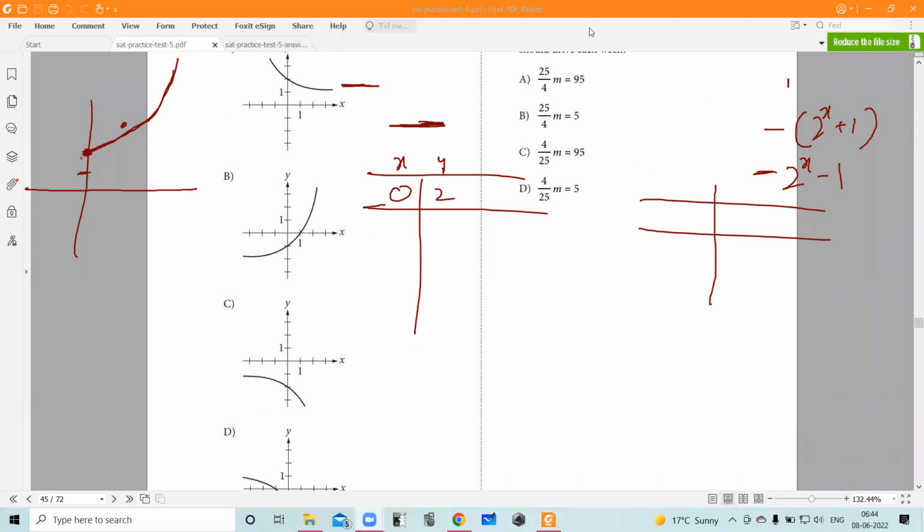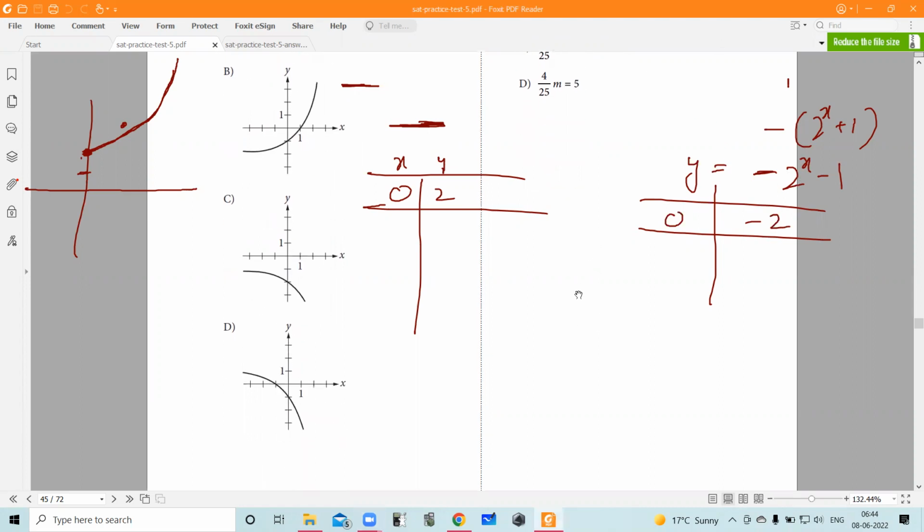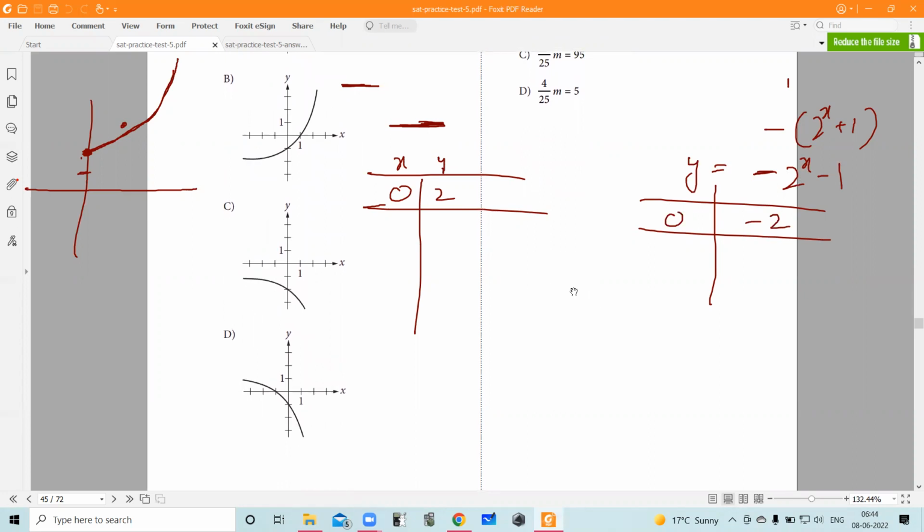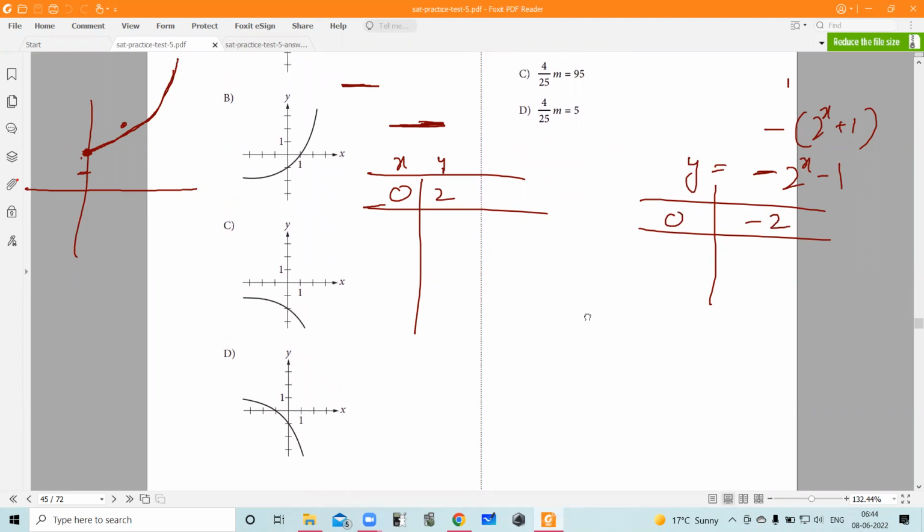So when x is 0, y will be negative 2 to the 0. 2 to the 0 is 1, so it'll be -1 minus 1, that'll be -2. So the y-intercept in this will be -2. So that would make it C. Is that right?